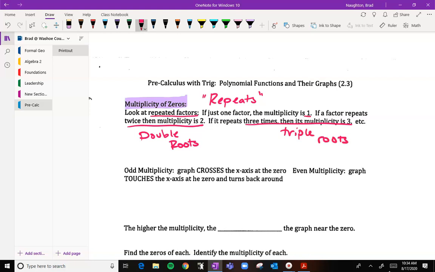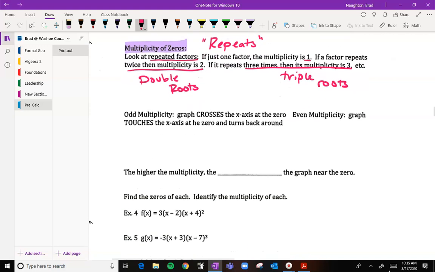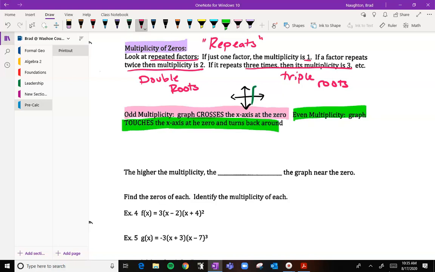But we're going to call them multiplicity for today. Now, here's some important stuff to note: if you have odd multiplicity, then it's going to cross the zeros. If I were to draw a coordinate plane, when I mean cross, I mean it passes through. Now, if it's an even multiplicity, the graph is going to touch it. I call this a bounce when I teach Algebra 2.